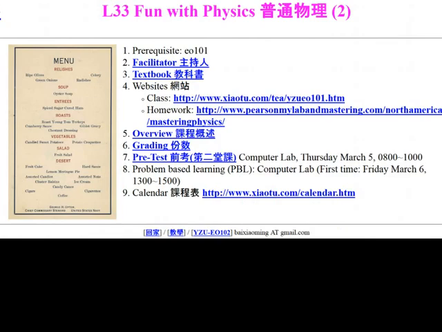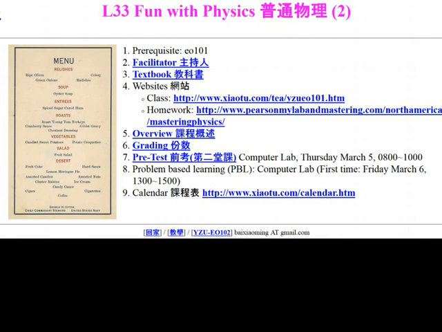Okay, so now I've looked through the prerequisite. I hope you've completed EO 101 and you've now bought the textbook. I'm the facilitator, Jonathan White. I will be back in Taiwan in March. You have the class website and the homework website. I've overviewed the course, which you can always find online. The grading is online too.